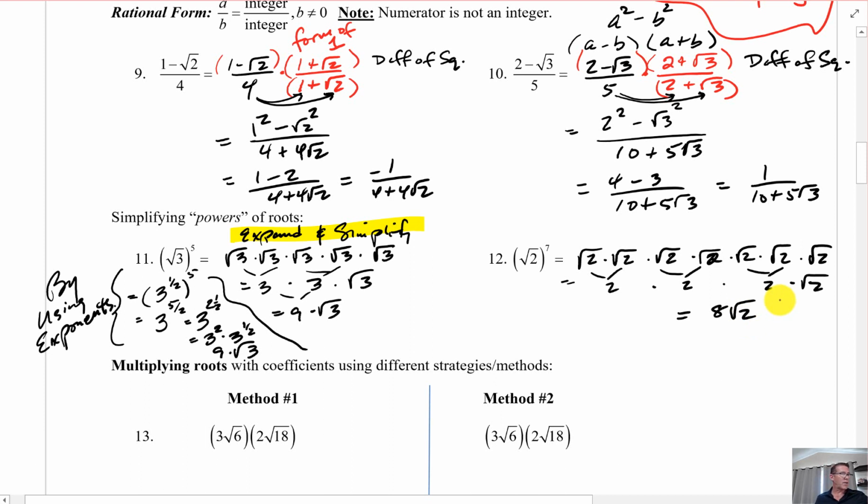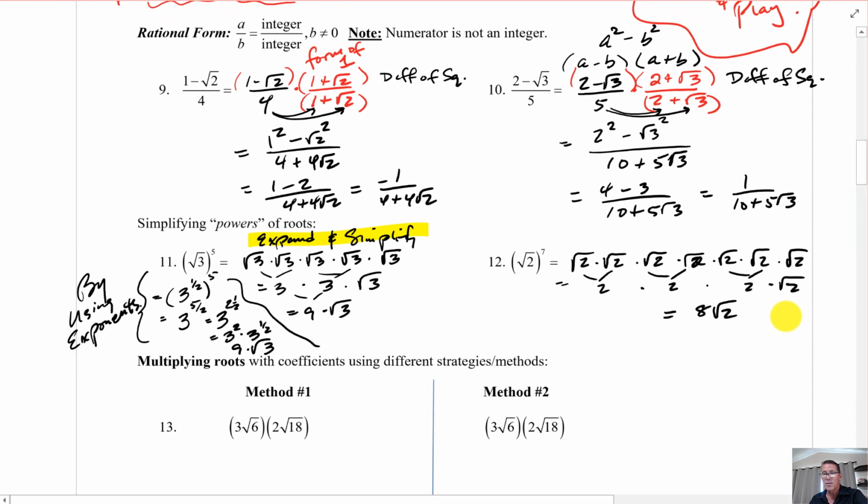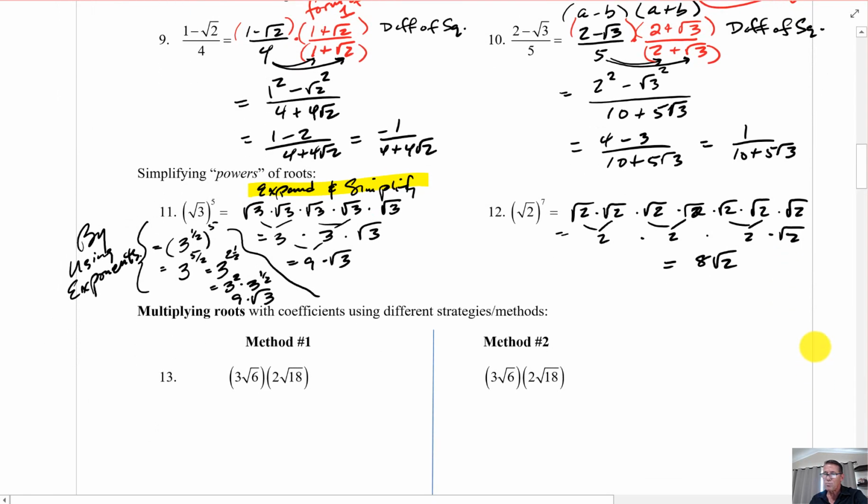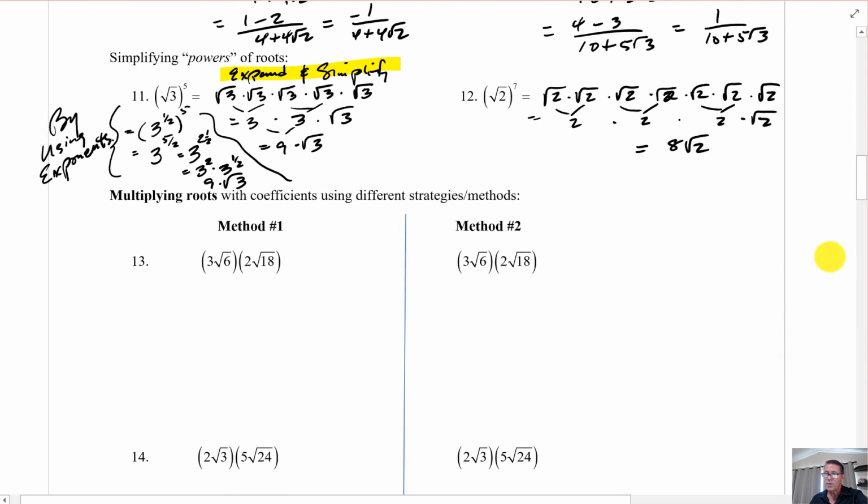You just have to kind of go with the flow and, you know, either expand it or use your exponents, whatever method you prefer. Method doesn't matter to me as long as it's valid. All right, you're going to get 8 root 2.